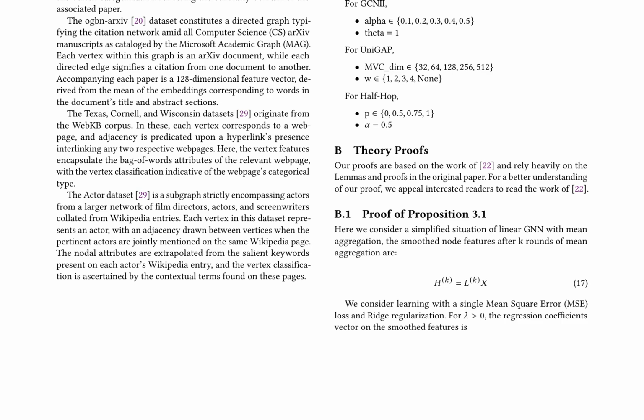The paper provides theoretical proofs, building upon the work of 22, and relies heavily on the lemmas and proofs in the original paper. Specifically, the proof of proposition 3.1 is presented, which considers a simplified situation of linear GNN with mean aggregation. The smoothed node features after k rounds of mean aggregation are derived, and the regression coefficients vector on the smoothed features is obtained for a single mean square error loss and ridge regularization.